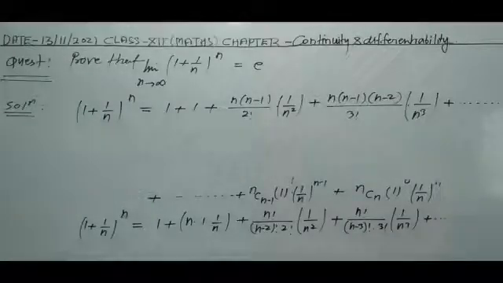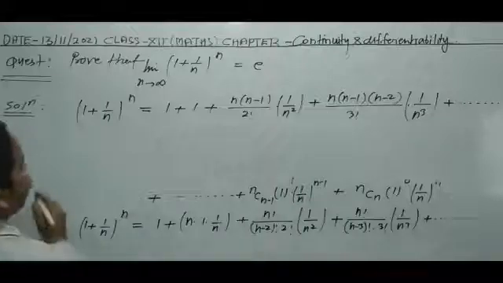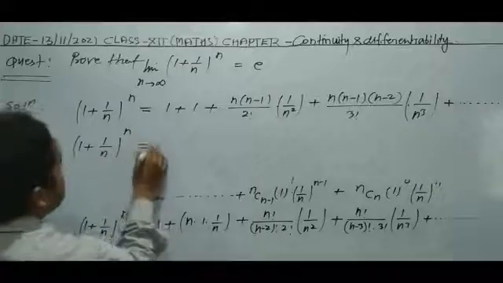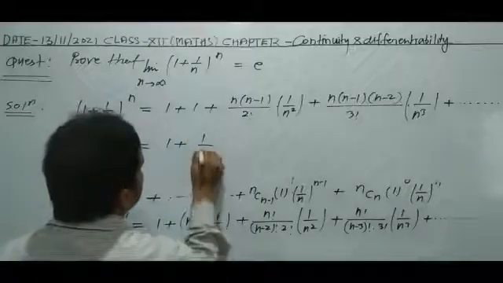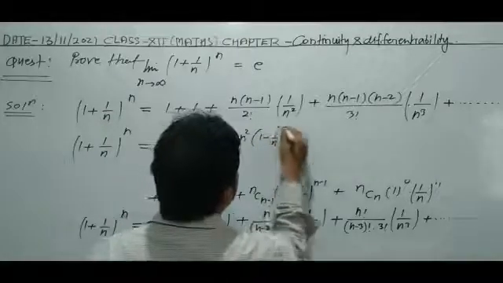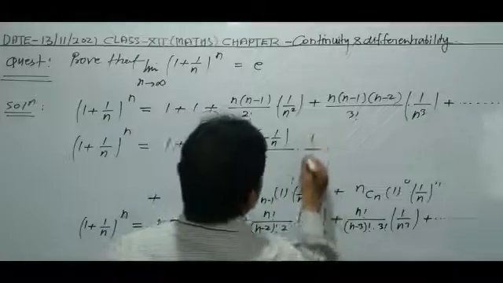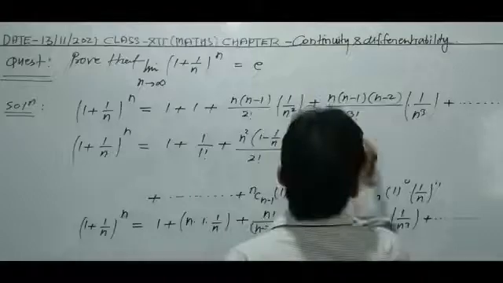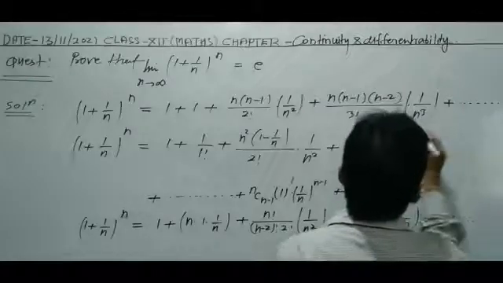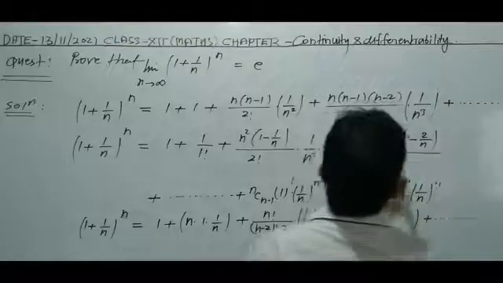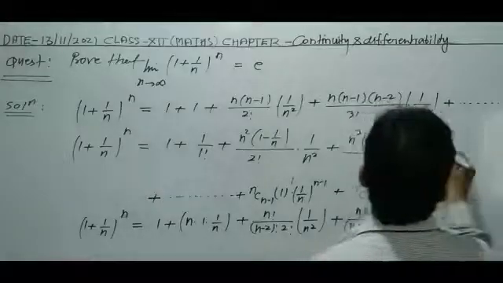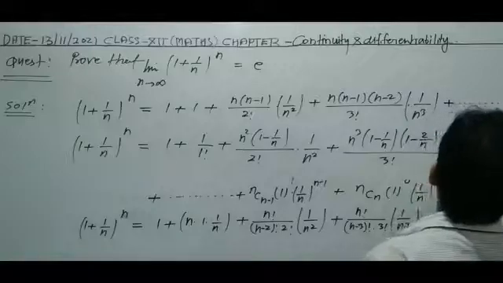Now we are going to put the limit. So before putting the limit, this is 1 and this one can be written as 1 upon factorial 1, and when you take n common, n square in bracket (1 minus 1 by n) whole upon factorial 2 with 1 upon n square, plus n cube (1 minus 1 by n)(1 minus 2 by n) whole upon n cube into factorial 3, plus up to infinity.